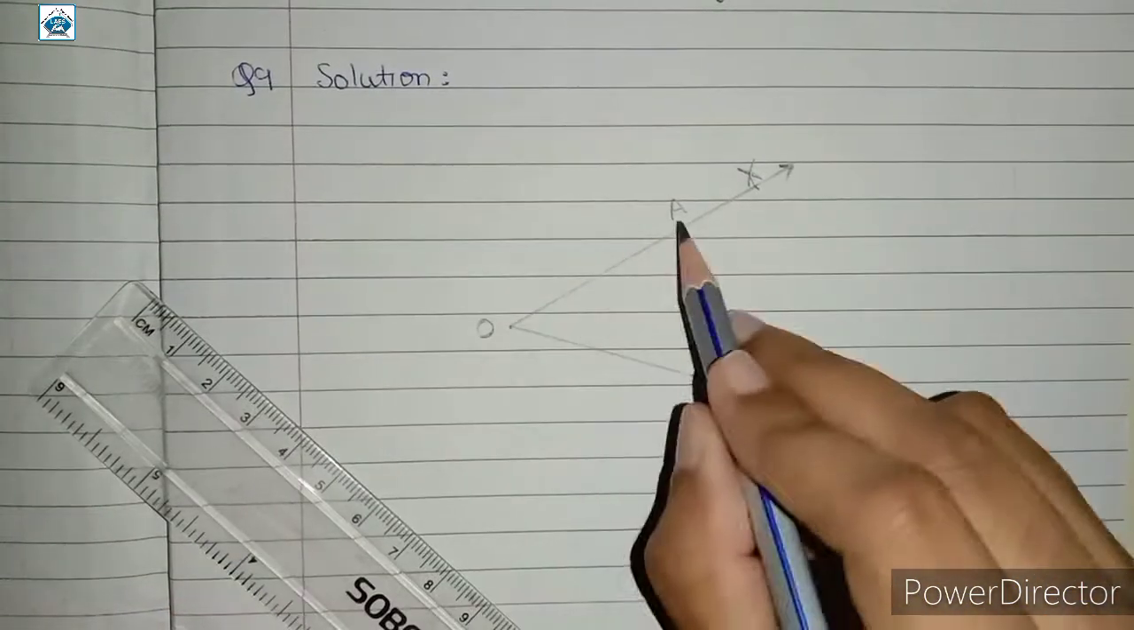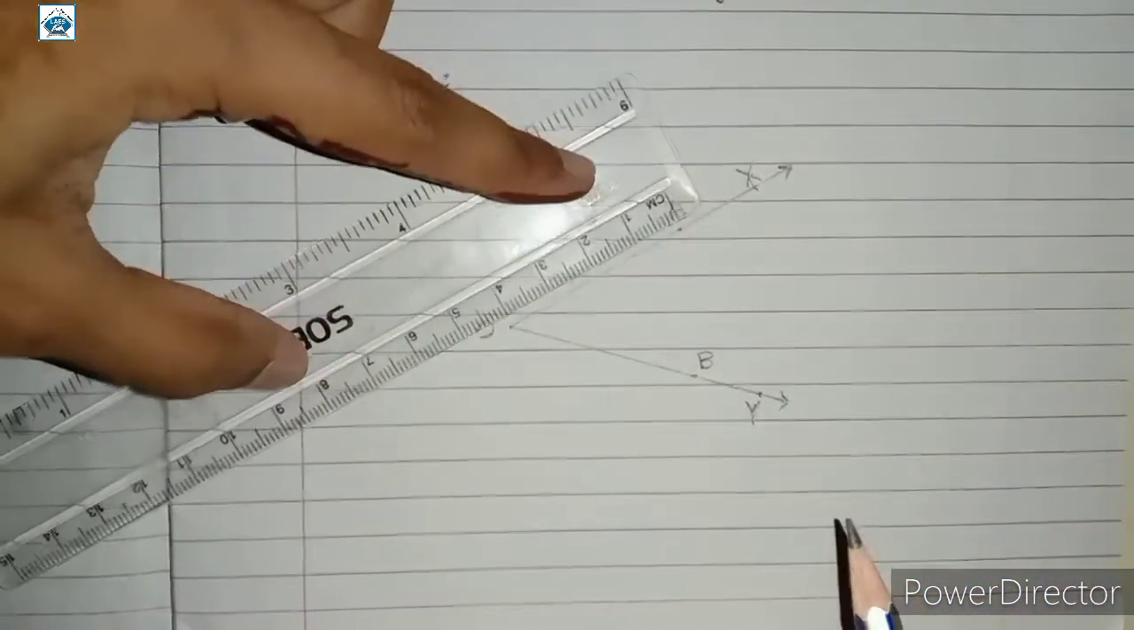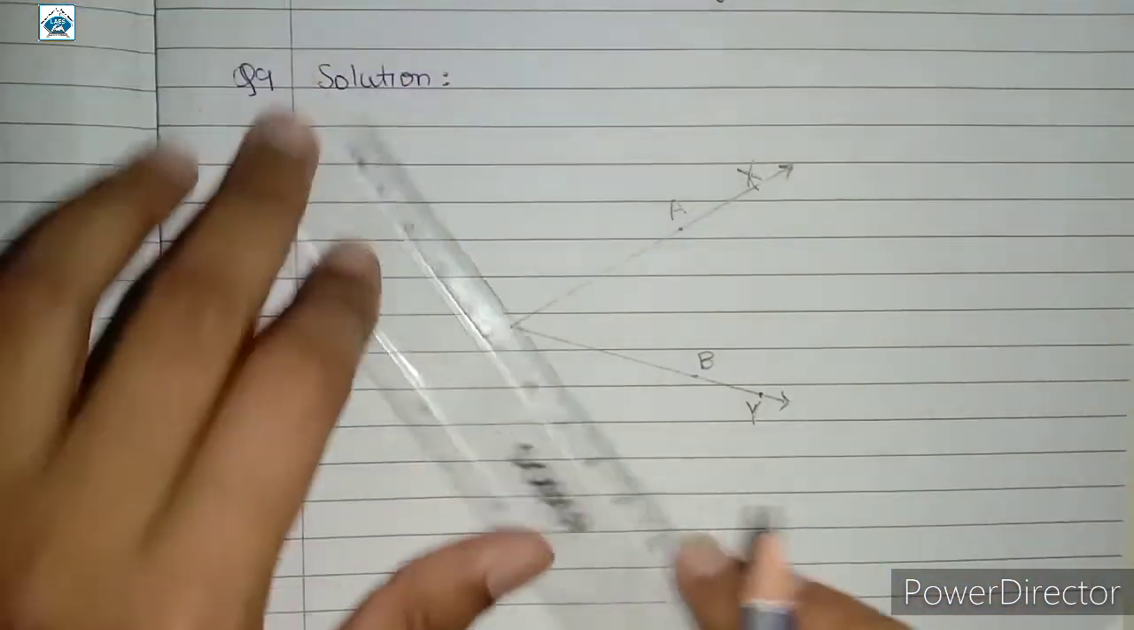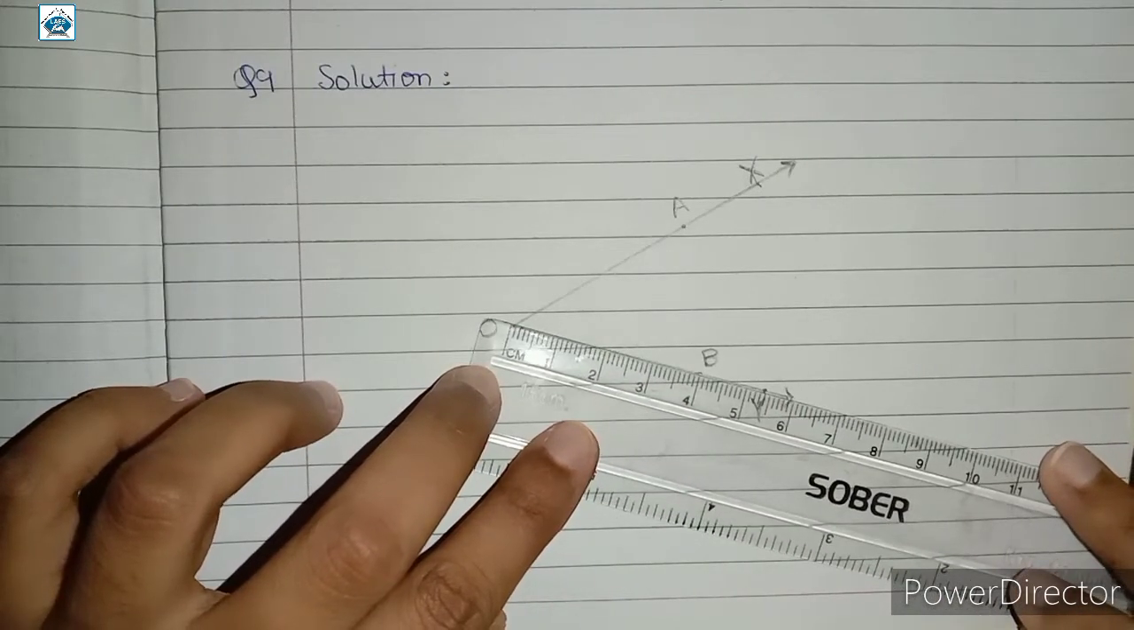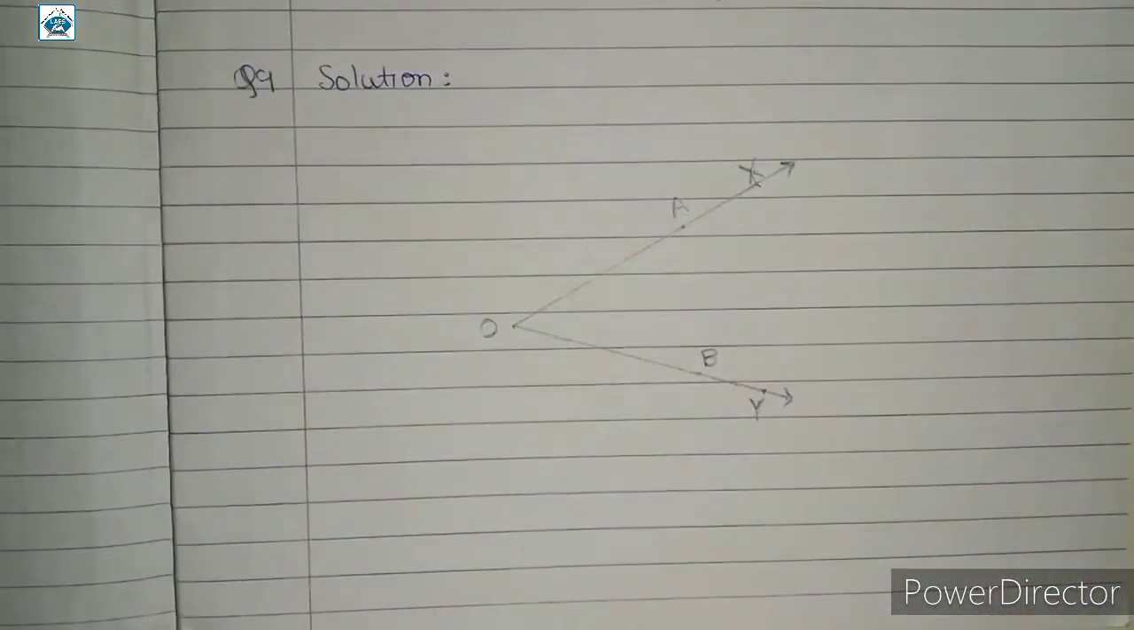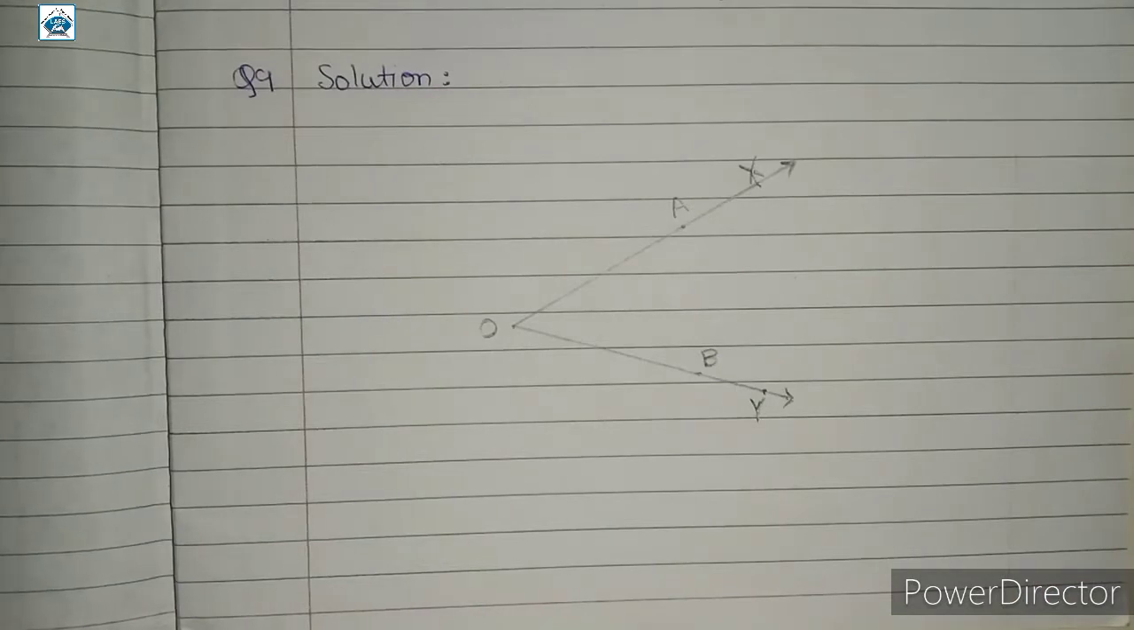So here, basically OA is equal to OB, because this also measures 4 centimeter and this also measures 4 centimeter. As you can see over here, OA is equal to OB. Next, in the question you are asked to draw the perpendicular bisectors of OA and OB.